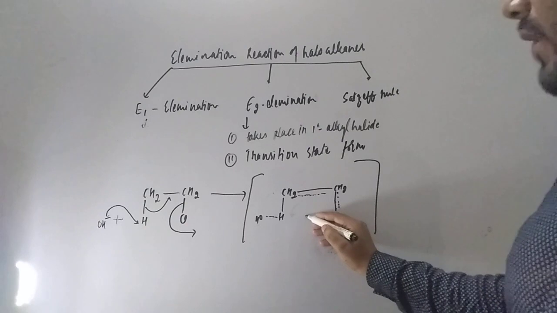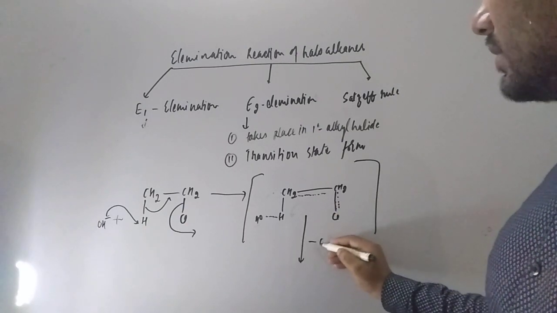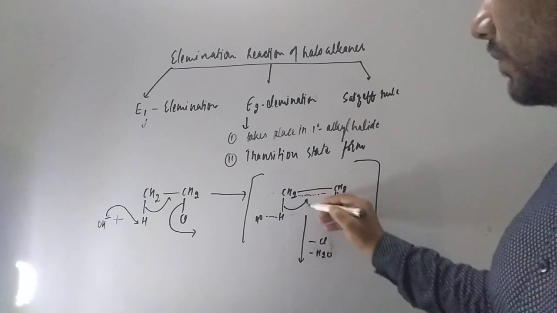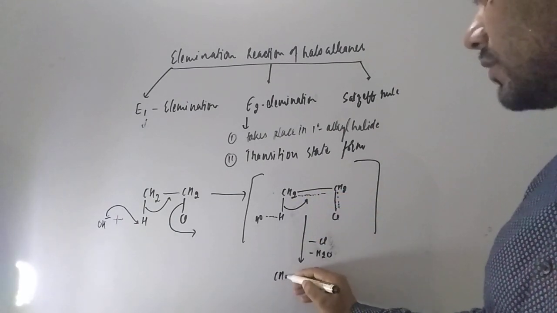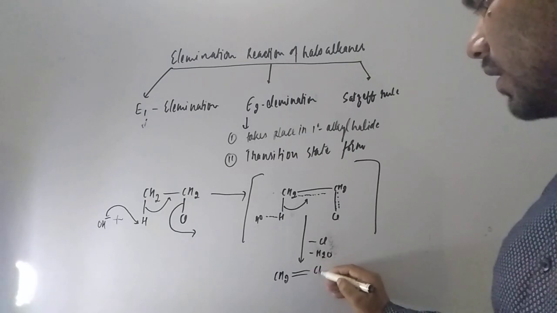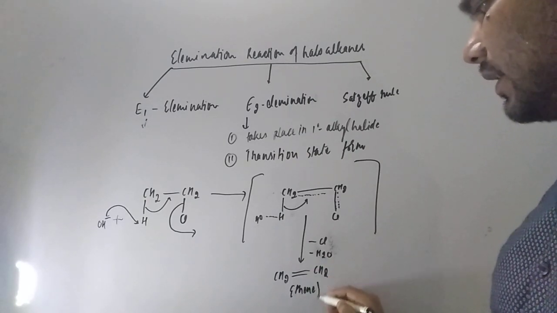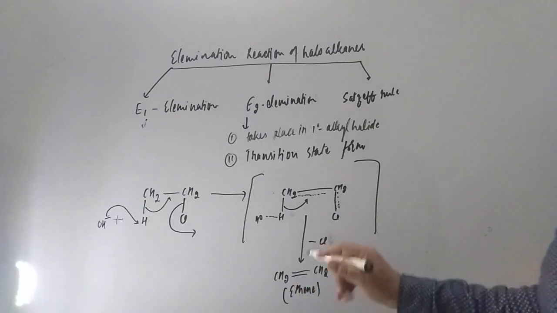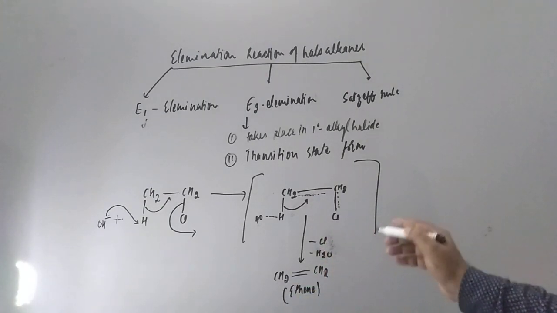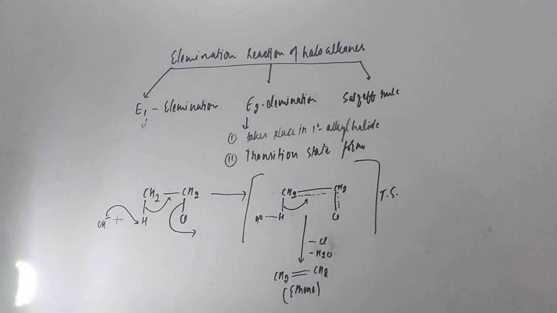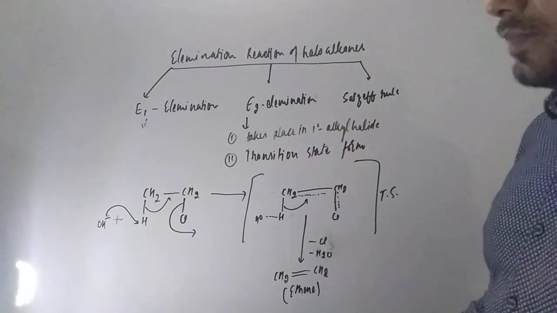So the next step, students: it will be minus Cl and minus H2O, and finally it will be shifting here. So what will it form, students? CH2 double bond CH2. This is what is known as ethene, right? This step is known as TS, transition state. Okay, so this is the mechanism of the E2 reaction, which is just like the SN2 mechanism.